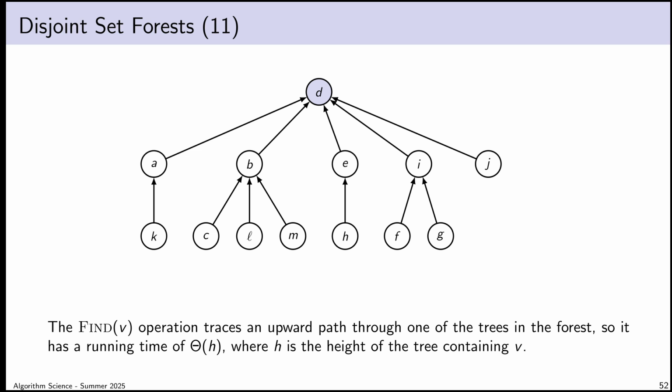All right, so as I've said already, the find operation walks upwards in the tree, which means the running time of find is big theta of h in the worst case, where h is the height of the tree containing the thing you are searching for. If we expand this out to talk about the worst case running time for any element, so if I think of what's the worst case running time of find in general, it's going to be big theta of h, where h is the height of the largest or the tallest tree in the forest.